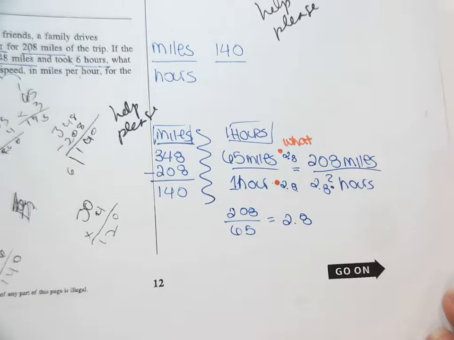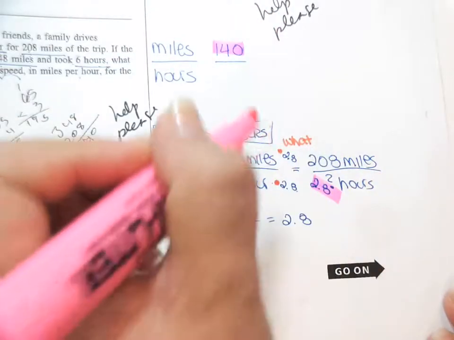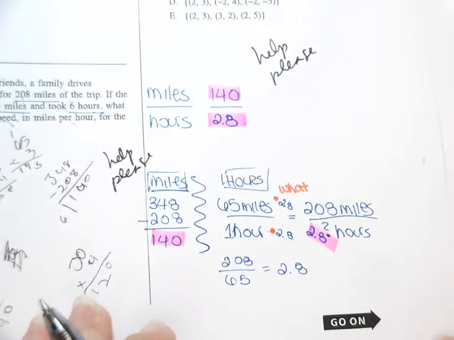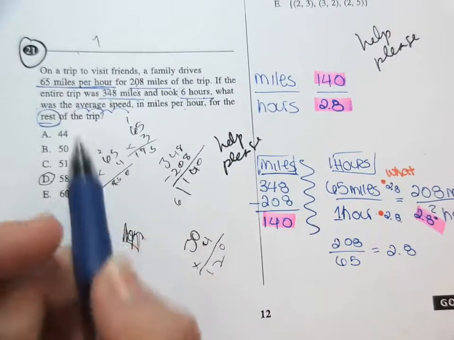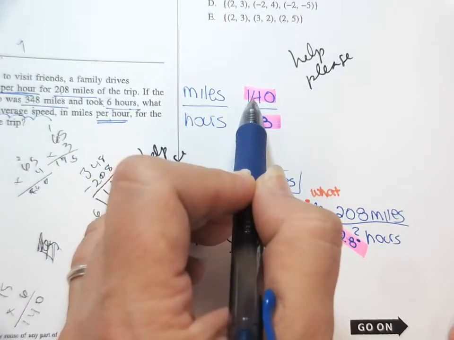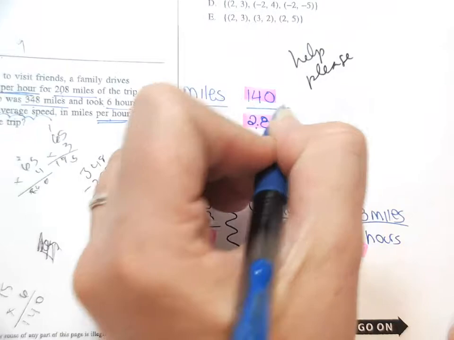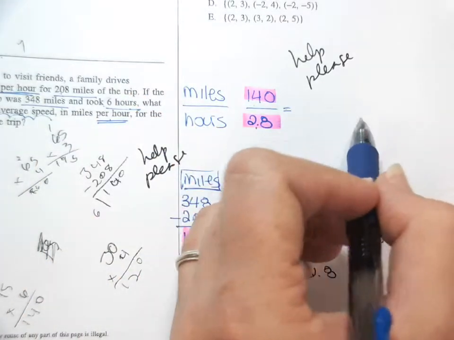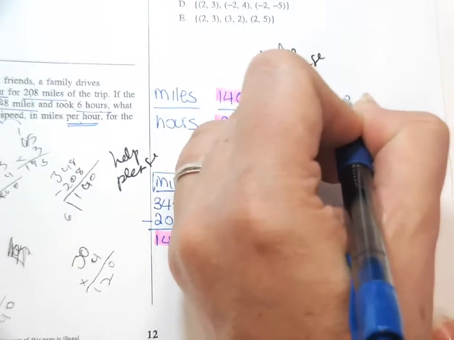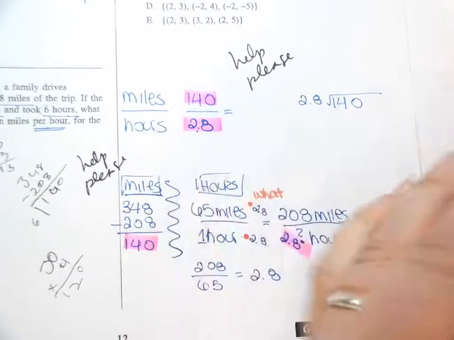Okay, so I've gone 140 miles, and I've gone 2.8 hours. Let's fill that in, 2.8 hours. Now the question asks for the average speed in miles per 1 hour. So if I take 140 miles divided by 2.8 hours, that will give me my unit, miles per hour. 2.8 goes into 140, and this looks ugly. This is not going to be easy to do, so I'm going to estimate it.